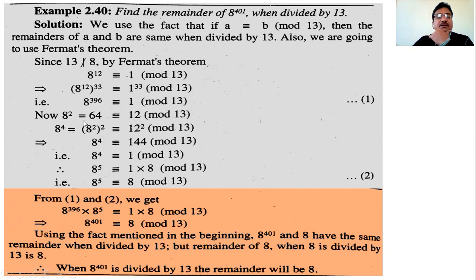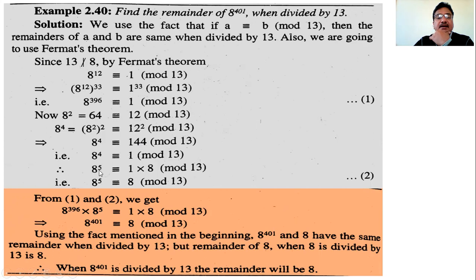And then starting with 8 squared. 8 squared is 64. 64 is congruent to what modulo 13? If we subtract 12 from this, we have the answer: 52, and 13 divides 52. That is, 13 divides 64. And then take the square of both sides. 8 squared is 8 raised to 4, and 12 squared is 144. If you divide 144 by 13, then 1 is the remainder. So 8 raised to 4 is congruent to 1 modulo 13.